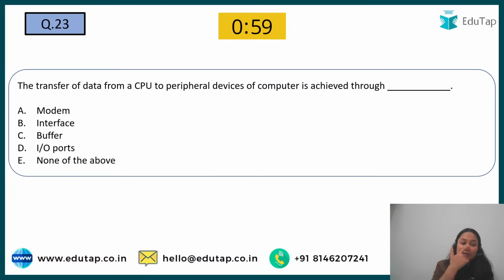Okay, the transfer of data from CPU to peripheral devices of computer is achieved through what? Modem, interface, buffer, IO port, or none of the above. Again, it is a related question, very direct and very easy question, and mind you my friend, 3 to 4 questions you will be able to see of this level only, where you know the basic, you know the answer. Okay, I'm looking for the answer of 23.